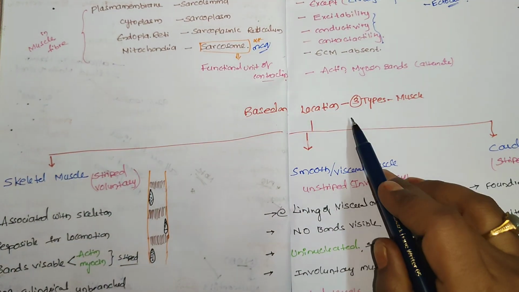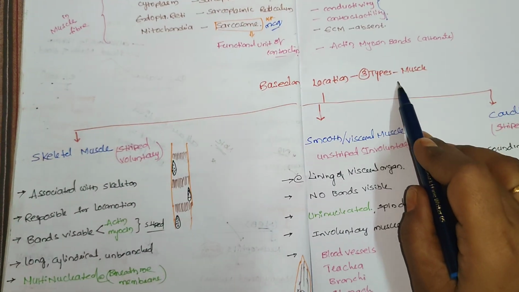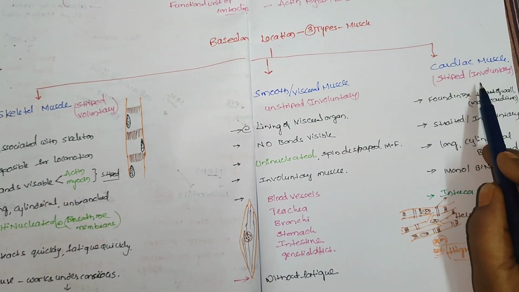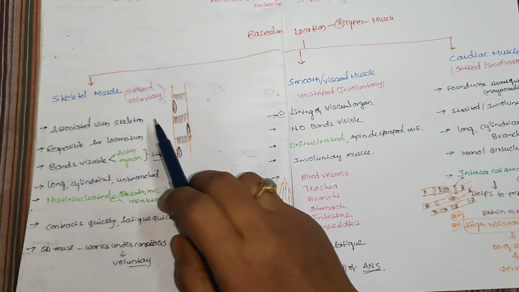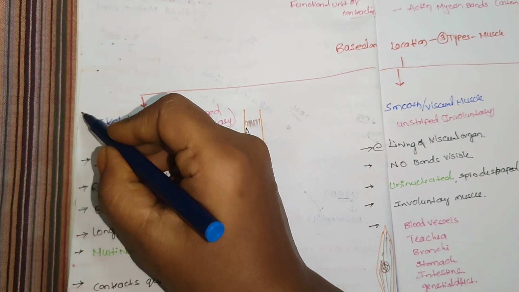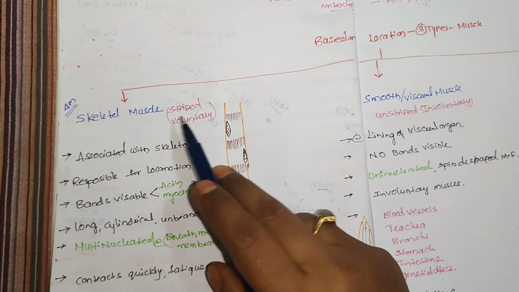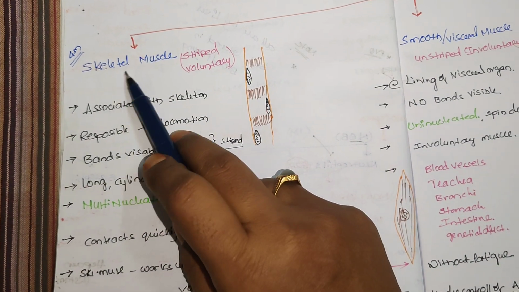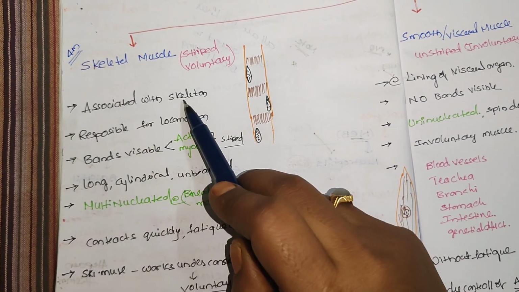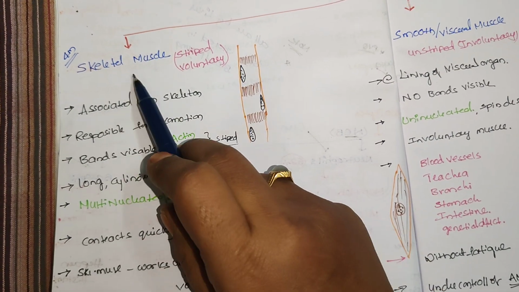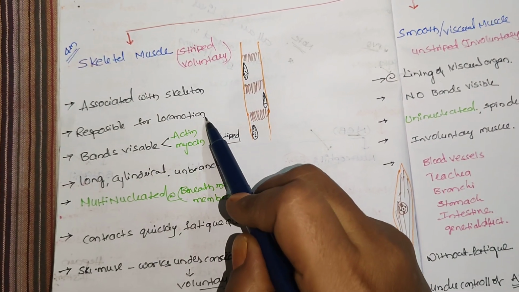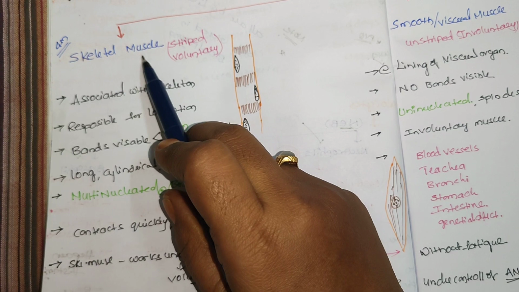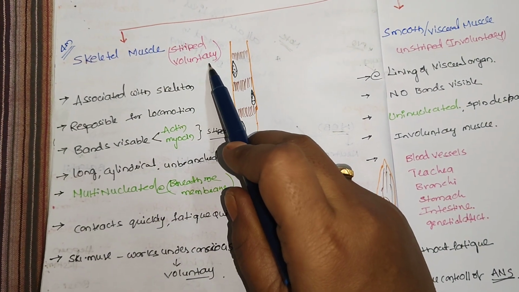Based on location, muscle cells are of three types: skeletal muscle, smooth muscle, cardiac muscle. Skeletal muscle is worth 4 marks in the IPE. Skeletal muscle is also called striped muscle and voluntary muscle. The name itself indicates that skeletal muscle is associated with the skeleton. What is the importance of skeletal muscle? It is responsible for locomotion, meaning movement. If we want to move or do any work, it is with the help of skeletal muscle only, which is in our control. That is why it is voluntary.